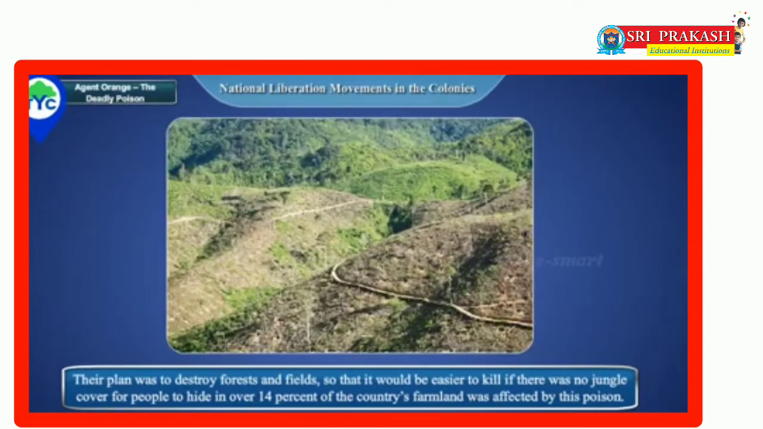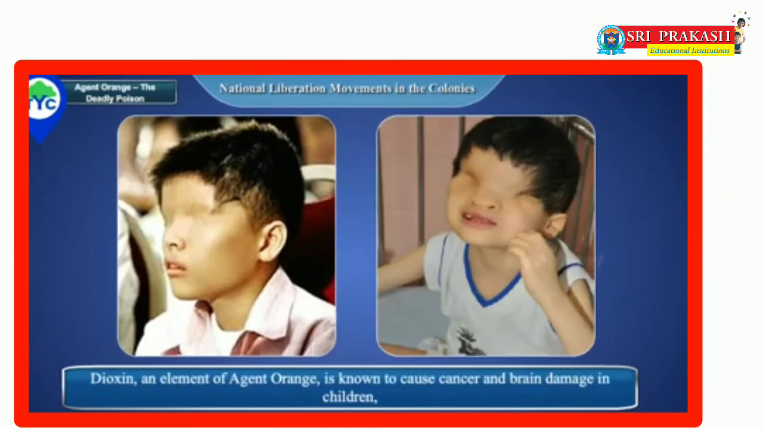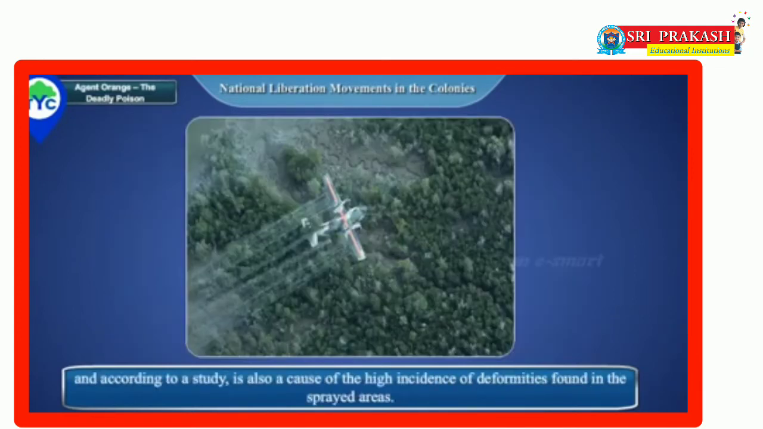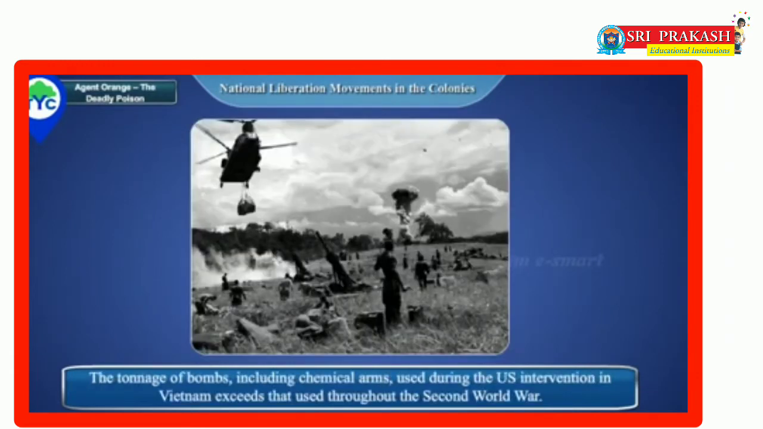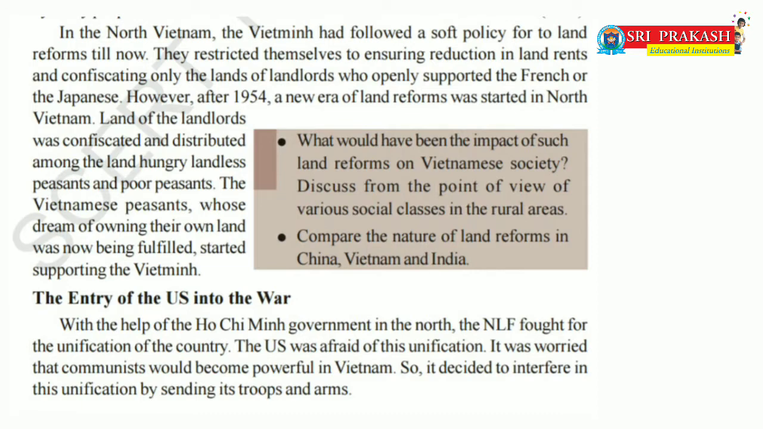Over 14% of the country's farmland was affected by this poison. Its effect has been staggering, continuing to affect people till today. Dioxin, an element of Agent Orange, is known to cause cancer and brain damage in children, and according to a study, is also the cause of the high incidence of deformities found in the sprayed areas. The tonnage of bombs, including chemical arms, used during the US intervention in Vietnam exceeds that used throughout the Second World War.